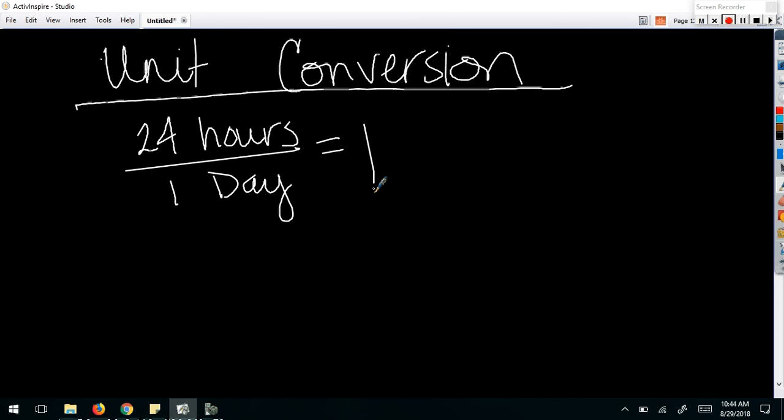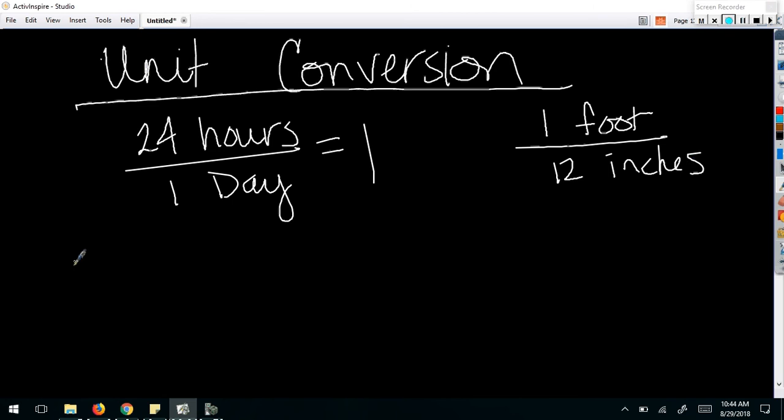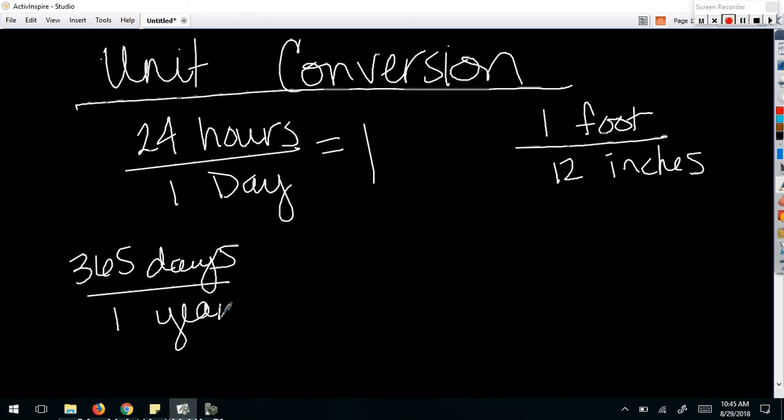Help me think of some more. How about 1 foot over 12 inches? That's still 1. Think of some more. How about 365 days in 1 year. Good job. 365 days, 1 year. Or 365 days, 12 months.